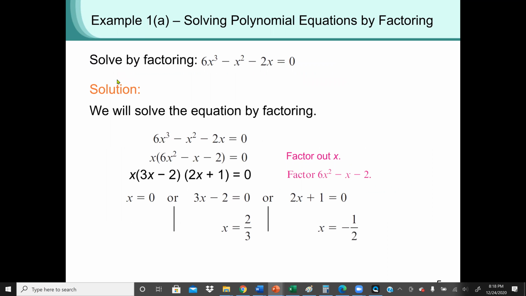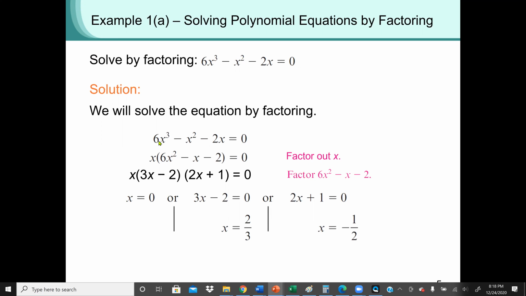So this is an example. Here they say we should solve by factoring the following equation. We have 6x cubed minus x squared minus 2x equal to 0. So here the first step is already done for us. The equation is in standard form, and also we can see the degrees of the variable are in descending order. The highest comes first and the lowest at the end.